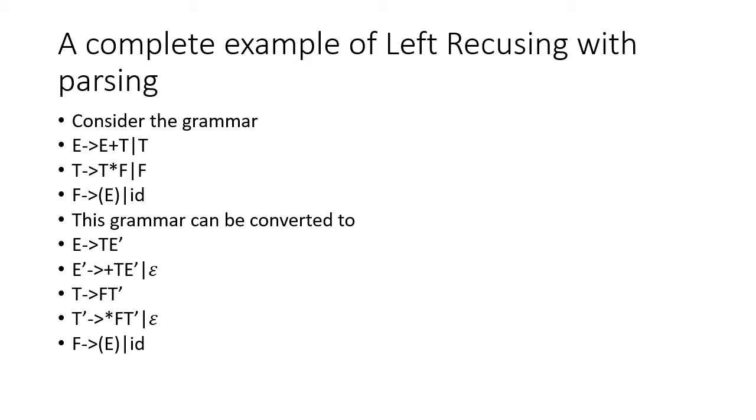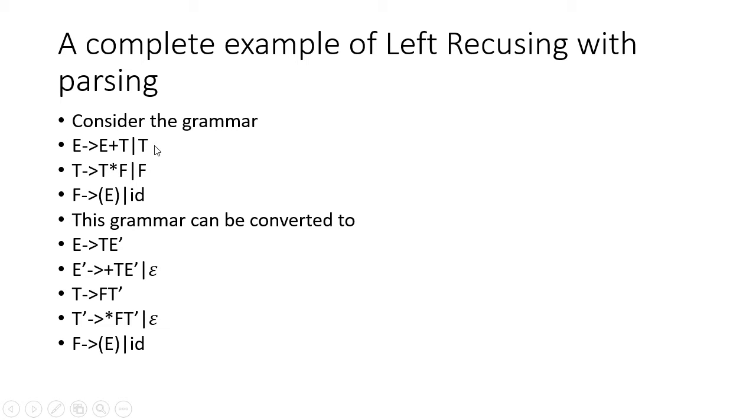Now a complete left recursion, consider this grammar. This grammar we will be using frequently. E derives E plus T or T, T derives T into F or F, F derives bracket E or ID. Now let's look at the first grammar. E derives E plus T. You see E here, you see E here. In the second grammar also you see T here and you see T here. So this has to be converted.